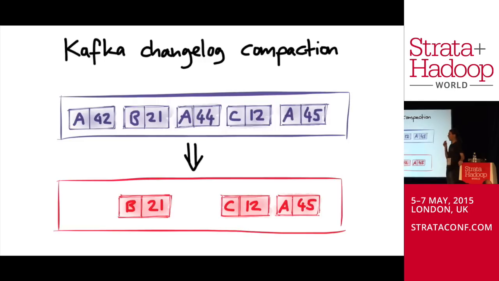In terms of when the compaction happens, there's basically no guarantee. So if you're reading a compacted topic, you may or may not see duplicates. If you reread the same data at some later point, there may be fewer duplicates than you saw previously. It's very hard to make firm guarantees about that. So basically, the only guarantee is that the latest message will be there.